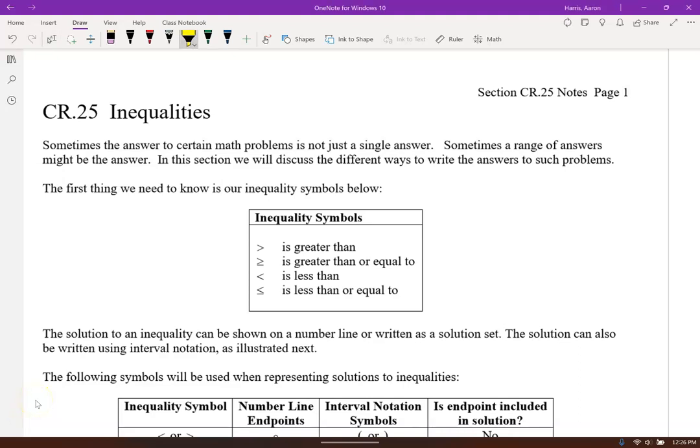So as I mentioned in the commentary here, sometimes certain math problems don't just have a single answer, right? They might have an infinite amount of answers or a range of answers. So inequalities are an example of that.